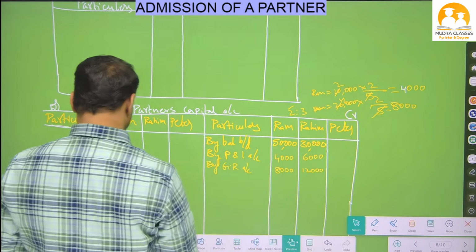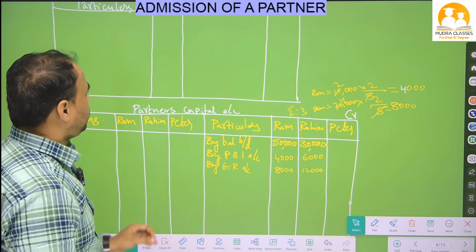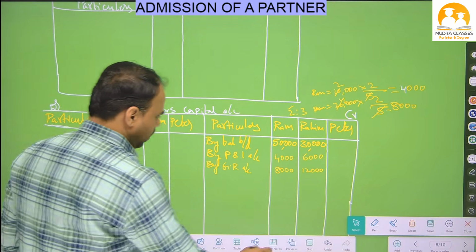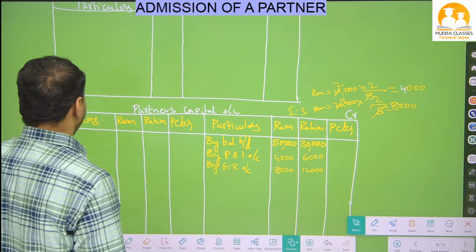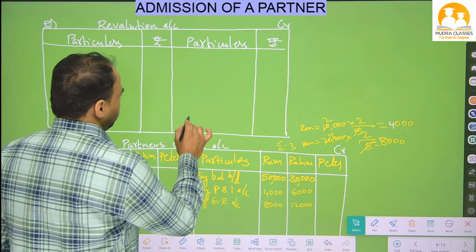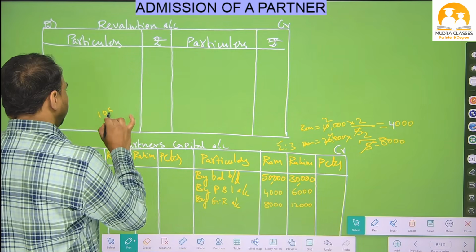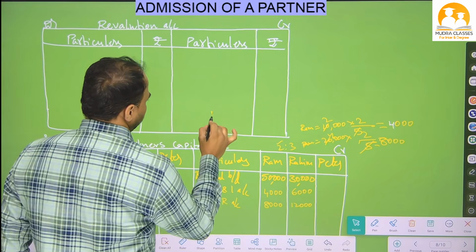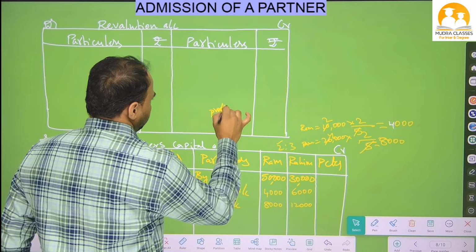Now listen. Furniture value is decreased. That means it is a loss to the business. So if you got a loss, write on the debit side in the revaluation account. If you got a profit, then write on the credit side.